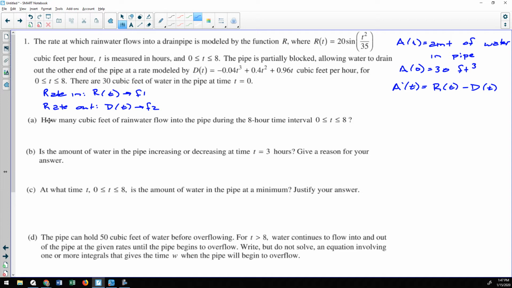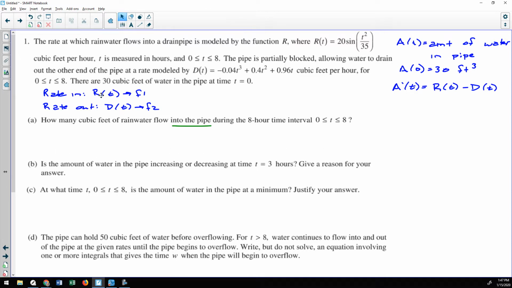So moving on to the questions, A is asking how many cubic feet of water flow into the pipe on the interval, and notice they are only asking about what is going in. How much is leaking out is completely irrelevant. How much was in the pipe at the beginning of the day is completely irrelevant. We're only talking about what is flowing in, which is going to be dependent on the function R of t. And R is the rate in.